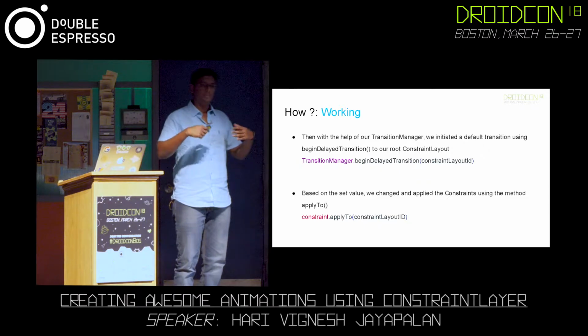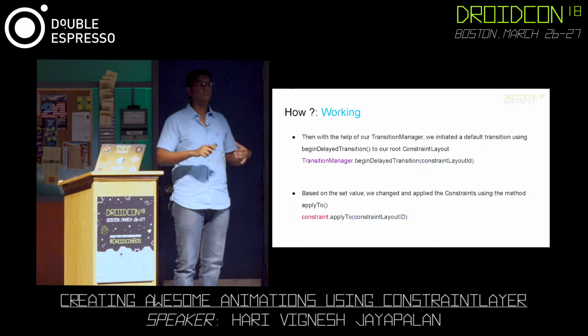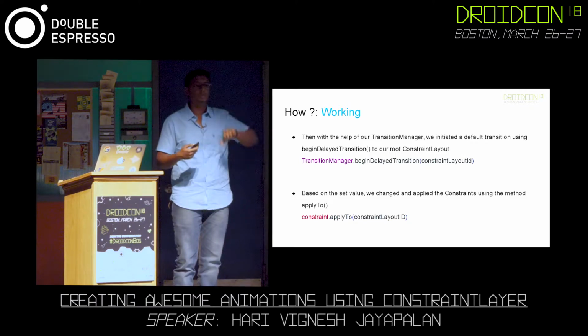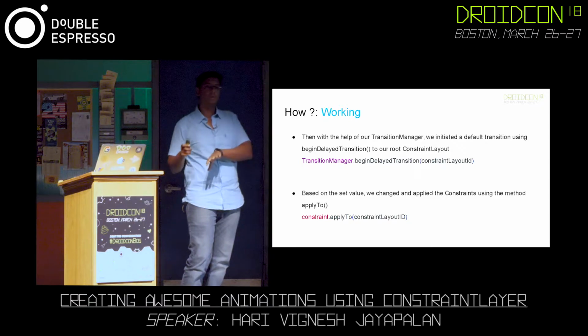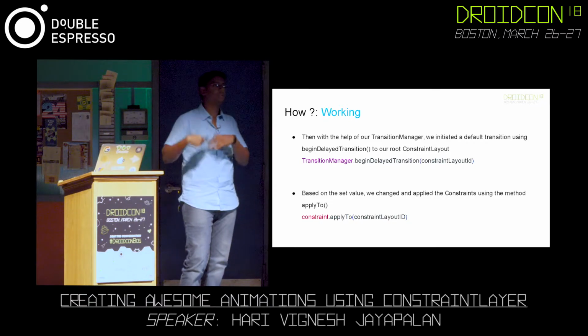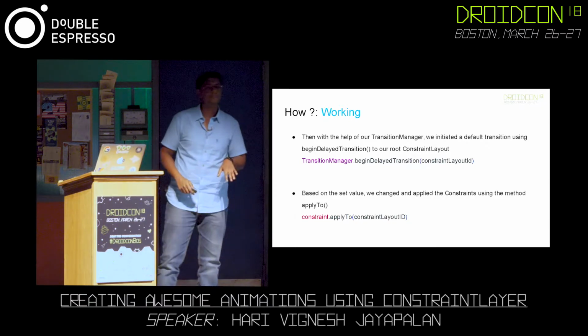And by having the transition, we apply the respective constraints based on the click value, whether you click on it at the top or the bottom. When it's on the top, the second constraints will be applied to the first. When it's on the bottom, the first constraint will be applied to the second.